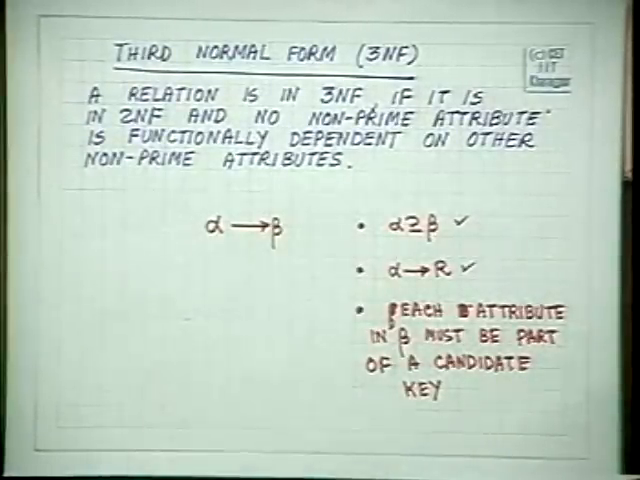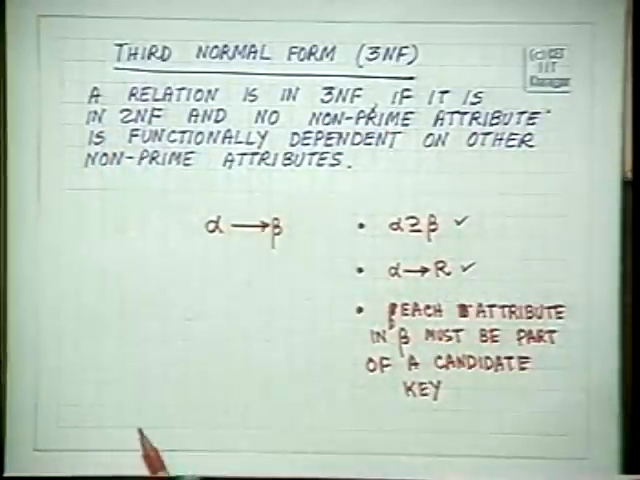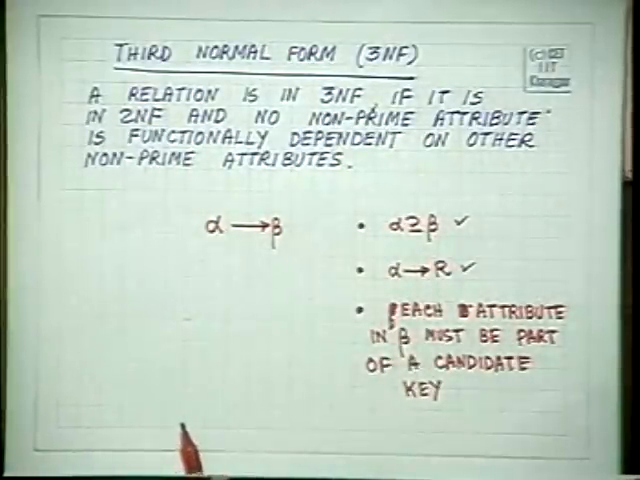Let us see what is the meaning of this sentence. Let alpha to beta be a functional dependency. Then it will satisfy third normal form if alpha is a superset of beta. There is no problem. It will satisfy it trivially because it will be fully functionally dependent on the candidate key. If alpha is dependent on beta, then it will be fully functionally dependent on a candidate key, whether it is a prime or a non-prime attribute.